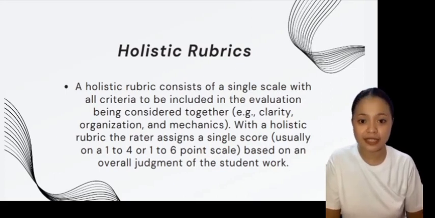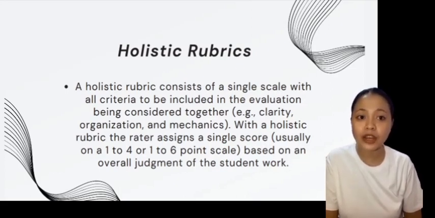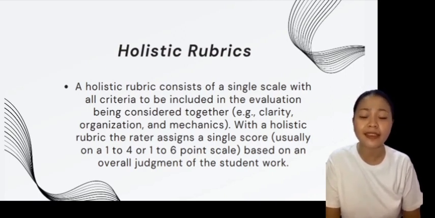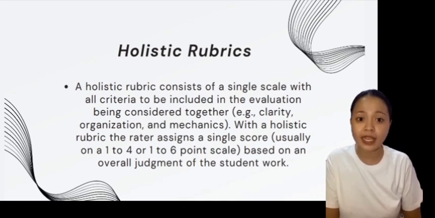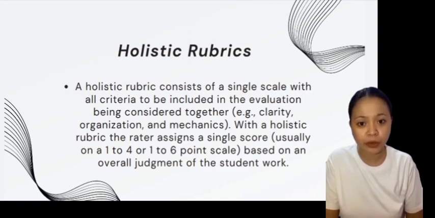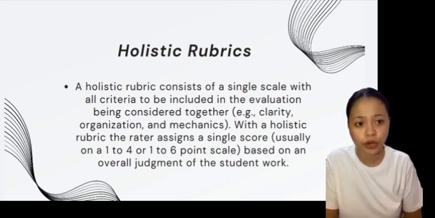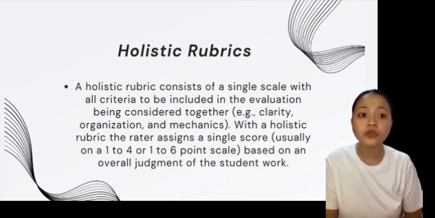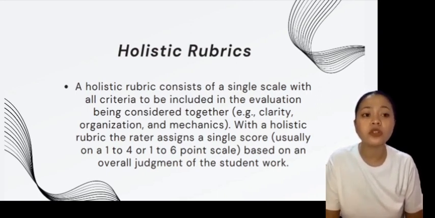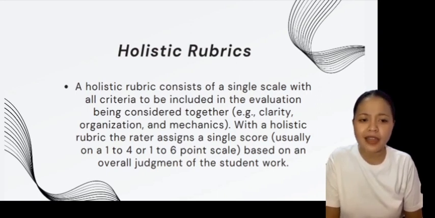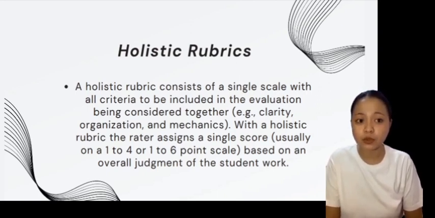Third is the holistic rubrics. A holistic rubric consists of a single scale with all criteria to be included in the evaluation being considered together. For example, the clarity, organization, and mechanics. With a holistic rubric, the rater assigns a single score, usually on a 1 to 4 or 1 to 6 point scale, based on an overall judgment of the student work. The rater matches an entire piece of student work to a single description on the scale.